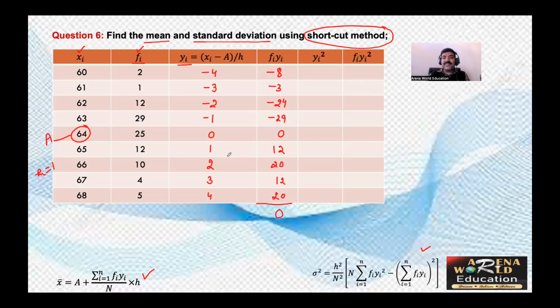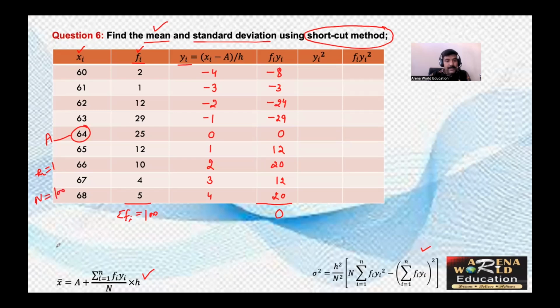Now our calculation will be very easy. To apply this formula, the only last thing required is n, right? N is what? N means summation fi, right? And what is summation fi? It is 100. So n is equal to 100.